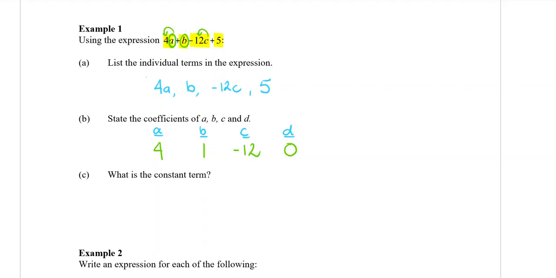Part C, what is the constant term? The constant term is the special term that does not have any letters with it. So for this one, the constant term is the 5 that's sitting at the end.